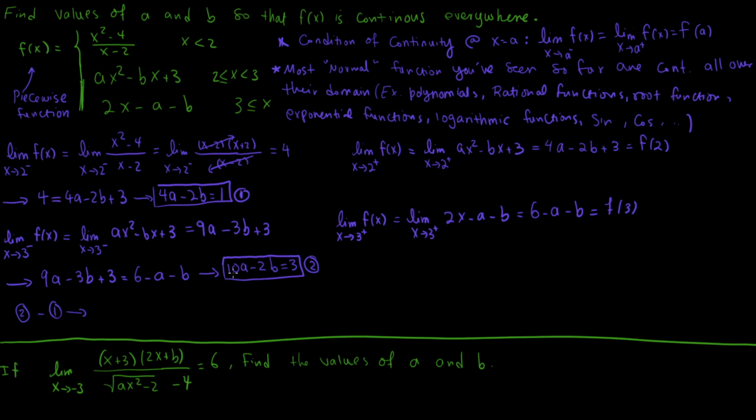I'm just going to subtract the 2 equations from each other. So I get 10a minus 4a, that's a 6a, minus 2b minus 2b, they cancel each other out, and then 3 minus 1 is just 2. So I get a is 2 over 6, which is the same as 1 over 3.